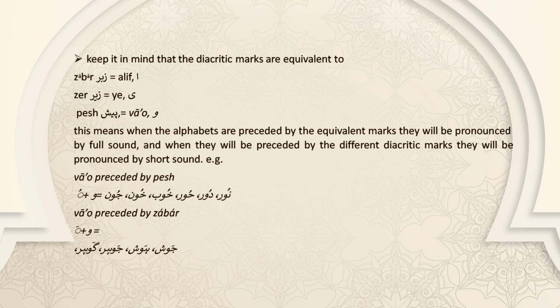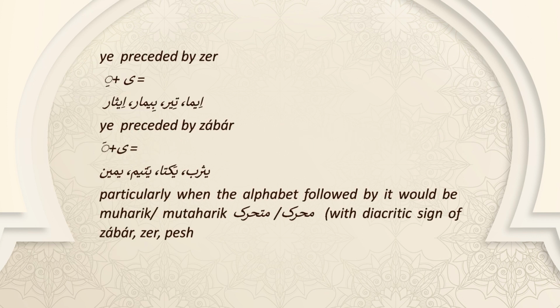So we have here examples of vav preceded by zabar. We have words here: josh, hosh, jau, har, gau, har. We have another type of example, ye preceded by zer. Examples are e ma, tir, b mar, e thar. Ye preceded by zabar. Examples are ya rab, yakta, yatim, yaman, yamin, particularly when the following alphabet is mutaharrik with the diacritic sign of zabar, zer, pesh.